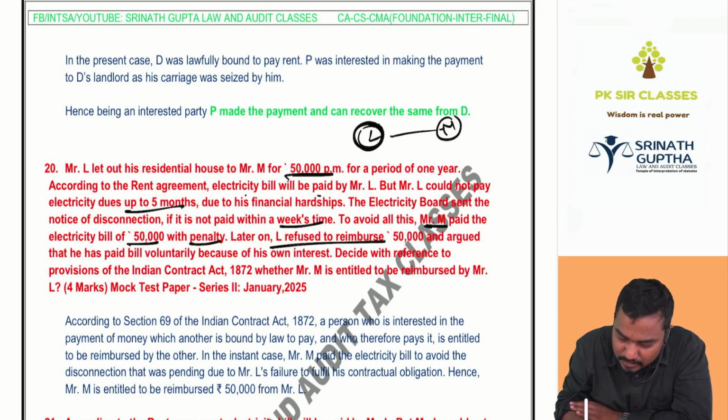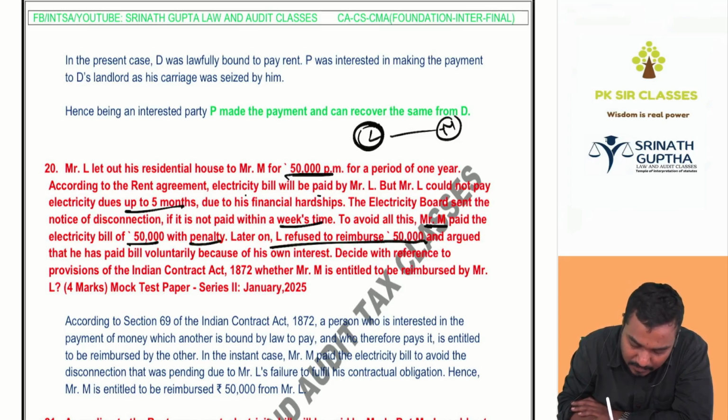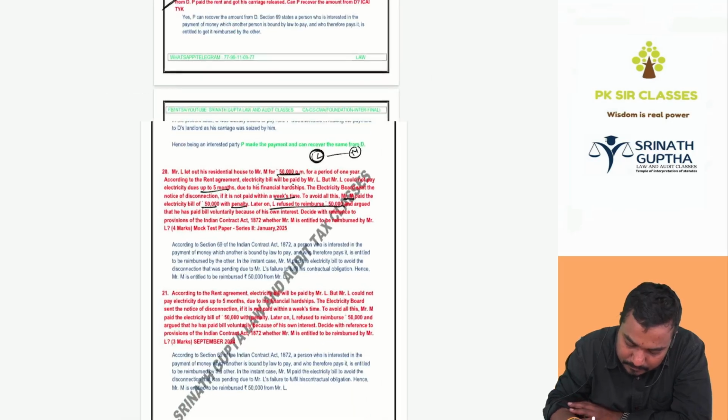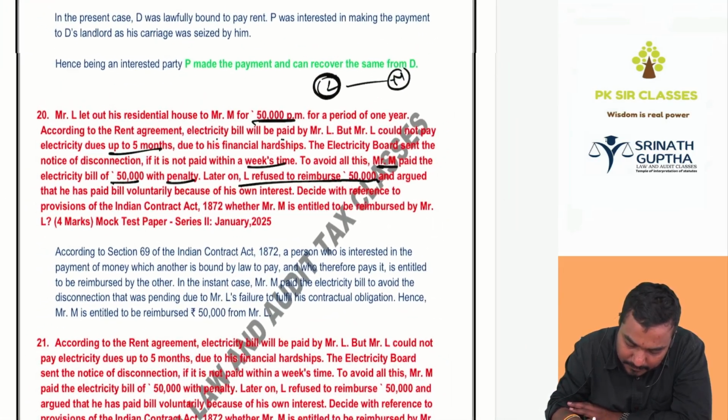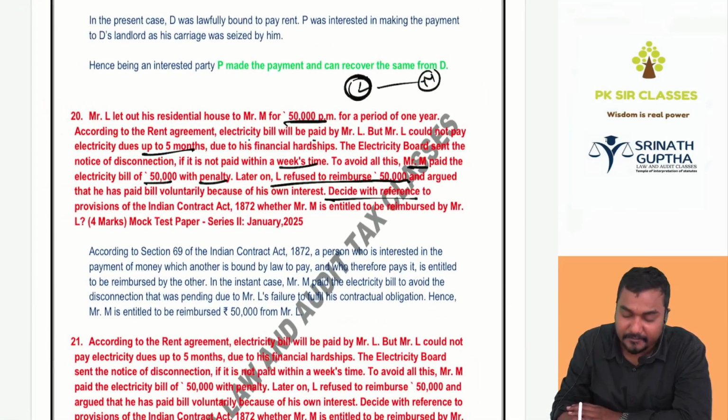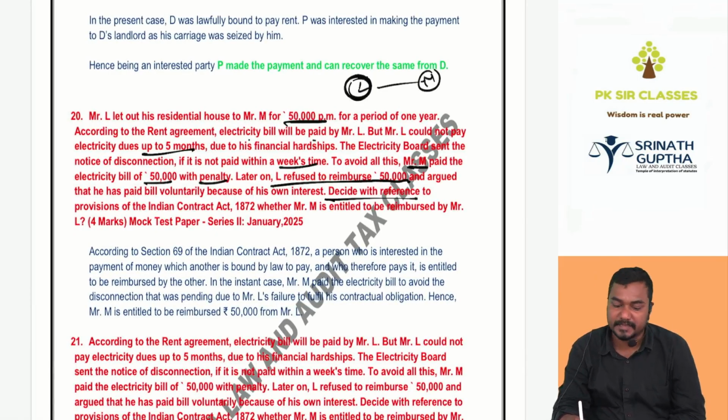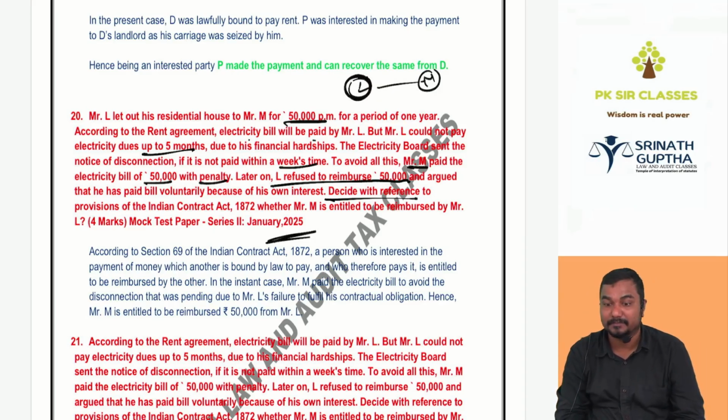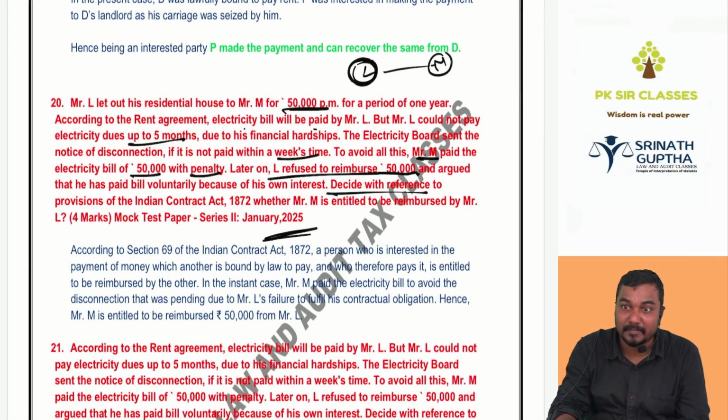Later, L refused to reimburse the 50k and argued that M had paid the bill voluntarily because of his own interest. Decide, can we recover the money from the owner? Yes. 2025, may come, beta. Quasi contract. Money paid for another person.